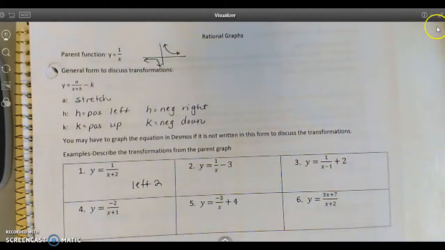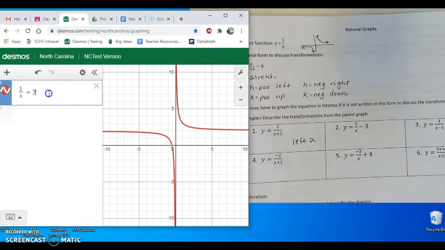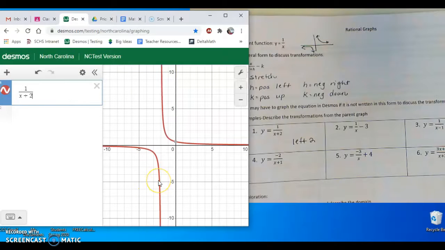Now, if you're not sure, you can always just graph it in Desmos, 1 over x plus 2. It's just kind of hard sometimes to tell exactly where it moved, okay? So originally, the line going up and down was at 0, and now the line going up and down is somewhere around here. Yeah, it looks like it's around 2, so that looks like it moved left 2. So either you have to use the pattern I just showed you, or you have to graph it and look at it. And the graph sometimes is hard to tell.